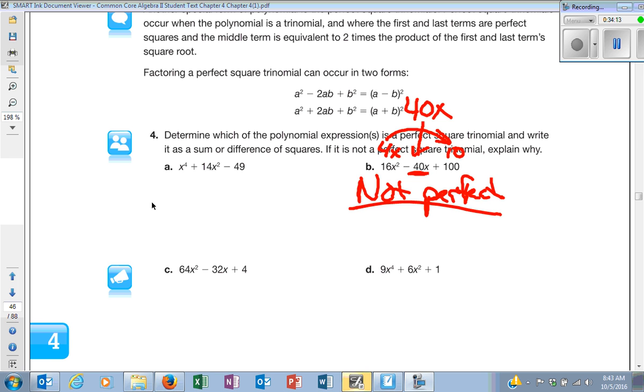Check this guy out. What's the square root of this? X squared. What's the square root of this? 7. But here's the big problem. If it's going to be perfect squares, they're going to have to be the same signs, right? What is this sign back here? Which means that they are different signs. Not an example of a perfect square.